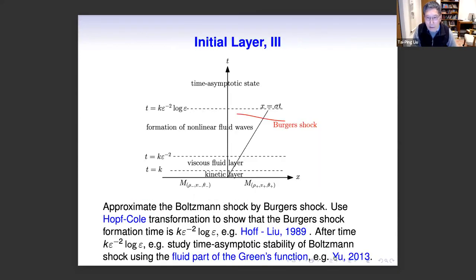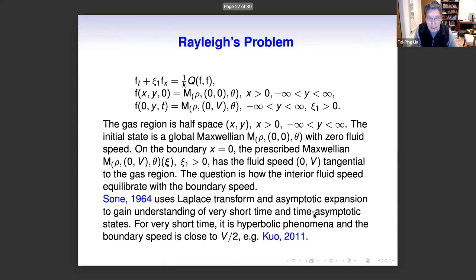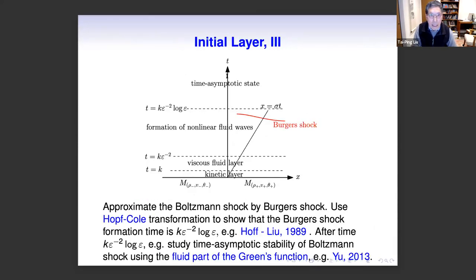In 2013. Okay, so this is analysis for time asymptotic state. All right. Okay, so this is the coupling of the shock layer and initial layer, and it takes so many different scales.